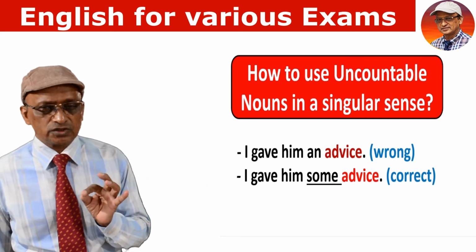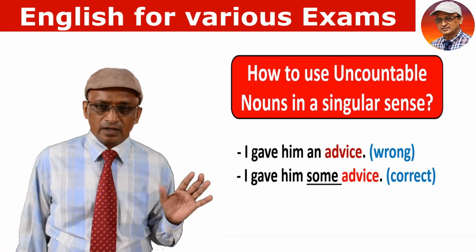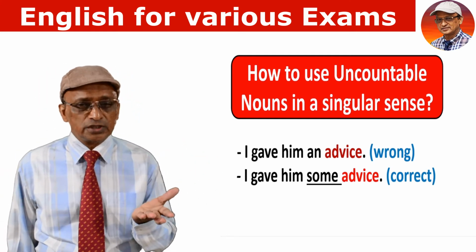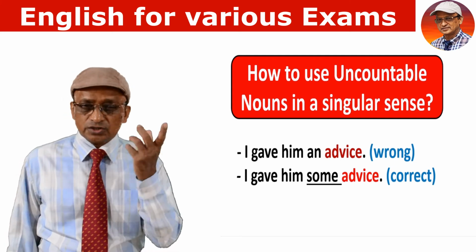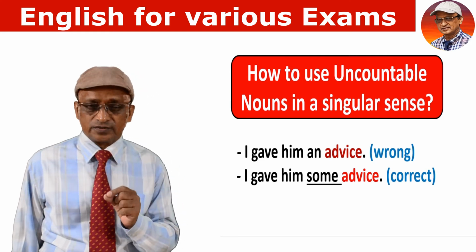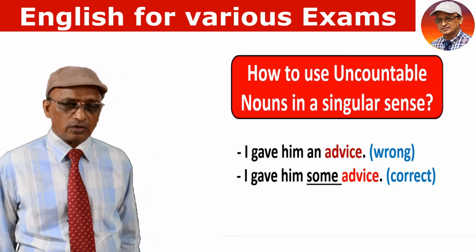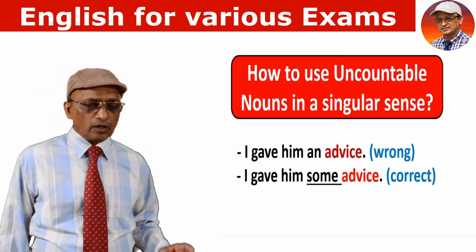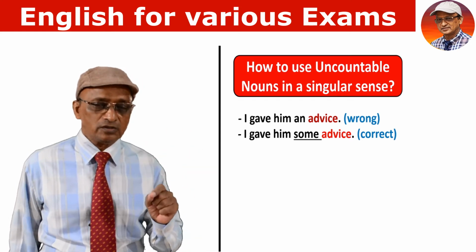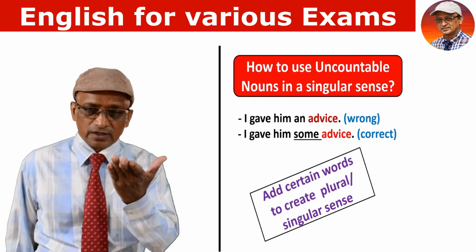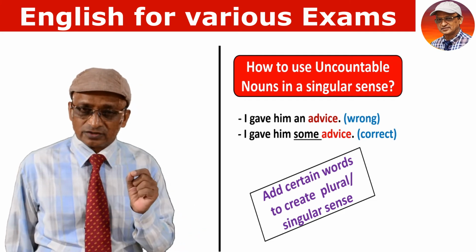So this advice, being an uncountable noun, can't take an, but we can give this singular sense to the expression by using some other word like some. Here is the sentence: I gave him some advice. This is correct. When I say I gave him an advice, this is wrong. So the simple conclusion is, if at all you want to attach a singular sense to an uncountable noun, we have to add certain words. An example is here: I gave him some advice, not an advice.